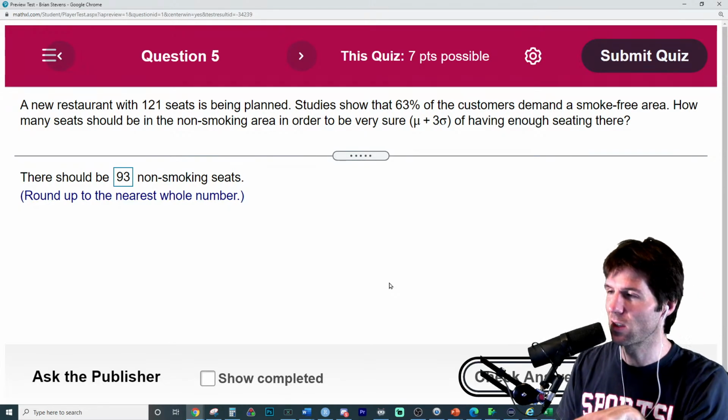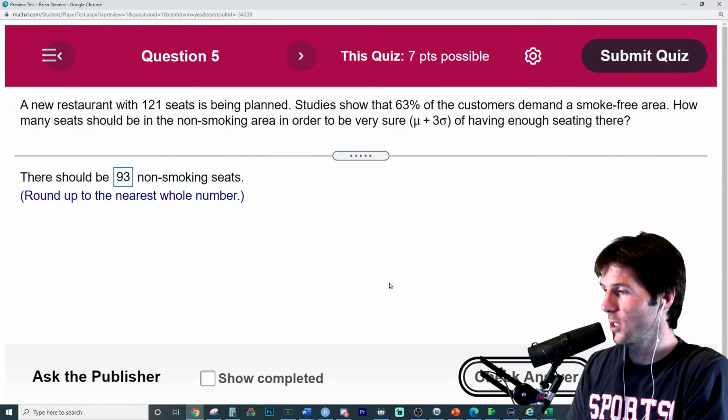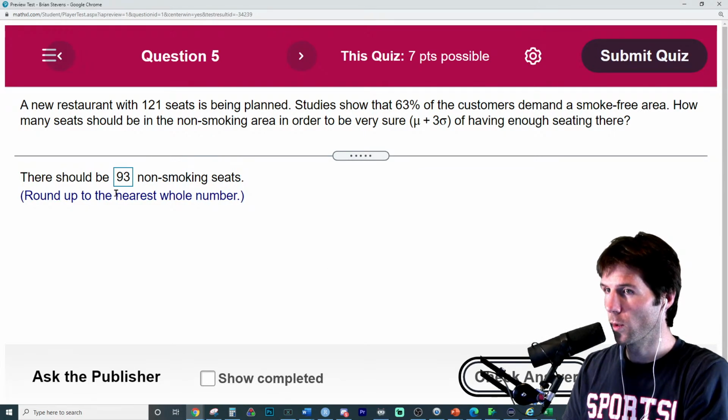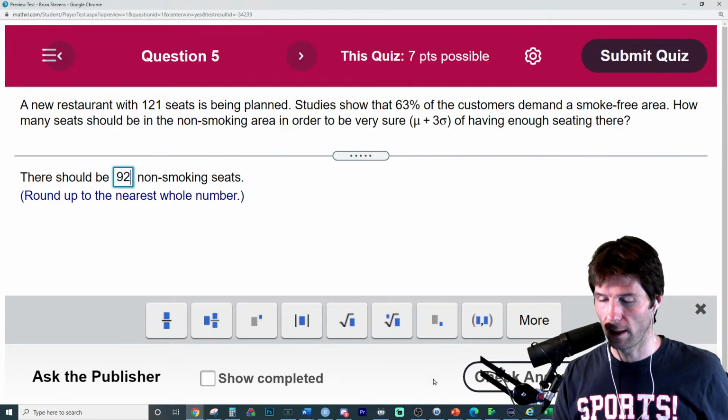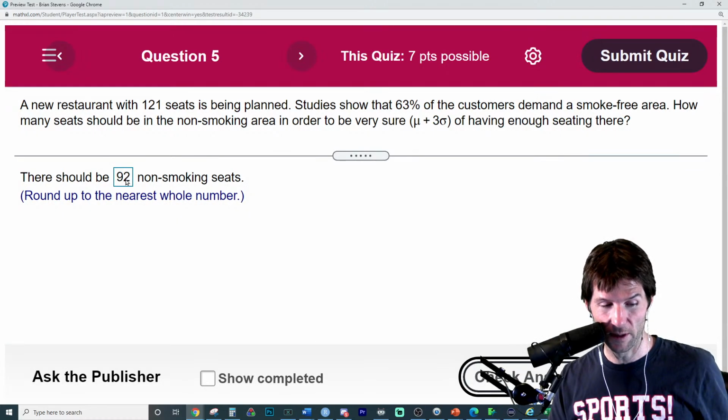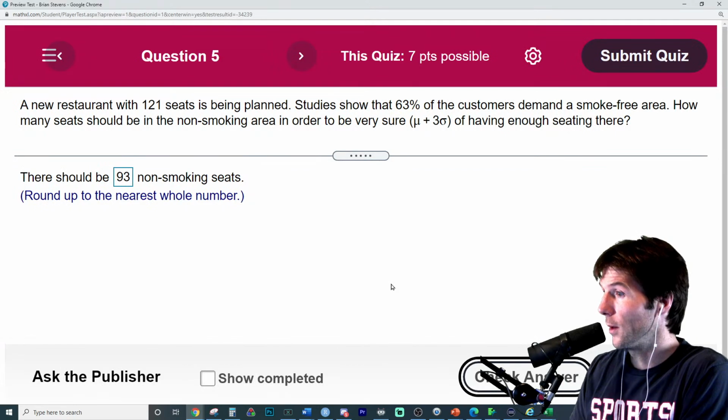So it's kind of decent statistical theory, but it's a very tricky question there at the end, especially if you get what I got. You don't want to put 92. It will count it wrong. Not today, Pearson. So the answer is 93 because we are rounding up.